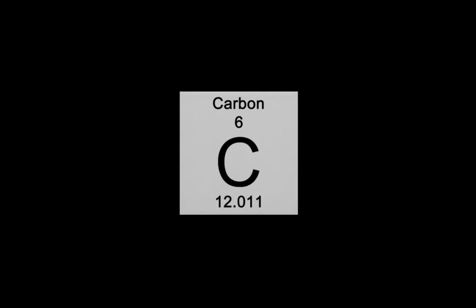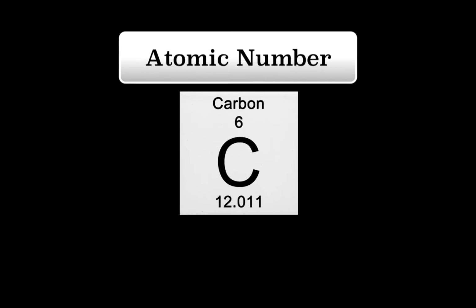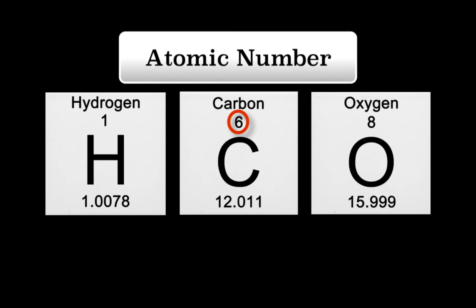When you change the number of protons in an atom, you change what the atom actually is. The term we use to identify the number of protons each element has is called its atomic number, which you can see here. Every element has a different atomic number, because when you change the number of protons in an atom, you change the element itself.